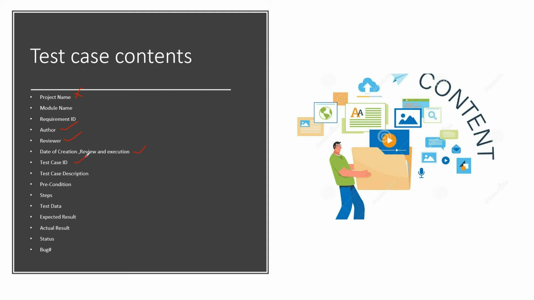Test case ID we should have. And if it is going to be a tool, the test case ID will be auto generated, so you need not add it. Test case description is important. Precondition is important if it is required. Steps is very important. Test data is also very important, and expected result is important. What actual result we have, that is important. Status is important, and bug number is important. Okay, so these are the fields of your test case.